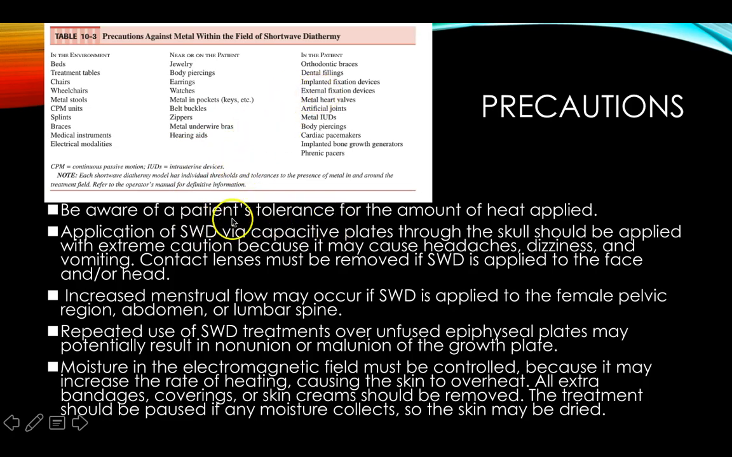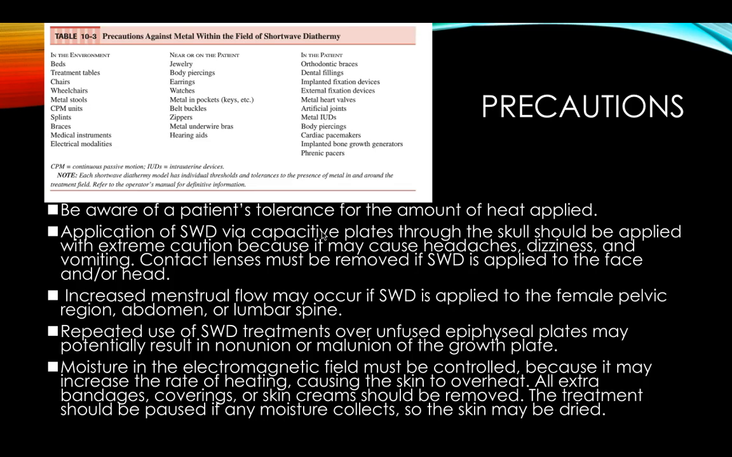Again, be aware of the patient's tolerance for the amount of heat applied. So we're going to be asking them about the heat they're experiencing and what that entails. Obviously, a precaution would be producing heat when they are contraindicated for that heat. So when heating wouldn't be desired, like in acute situations. Traumatic musculoskeletal injuries with acute bleeding. We said it's really good for hematoma resolution, but not when the hematoma is still developing and bleeding. Acute inflammatory conditions.